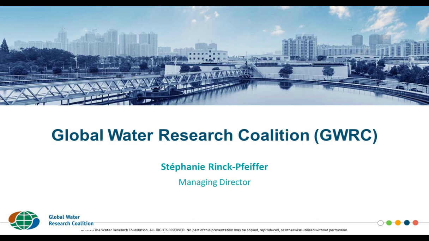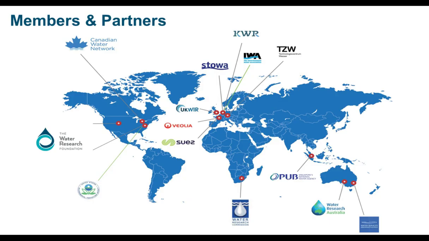Now, the Global Water Research Coalition is a not-for-profit organisation, or coalition as it's called. It's got 12 members and 2 partners. The members being for the US, the Water Research Foundation, and as a partner, the US EPA. And then for Canada, we have the Canadian Water Network. And then moving on to Europe, we have Acquia representing the UK, Veolia and Suez, the 2 French companies representing France. We have STOA representing the water basins for the Netherlands, and also KWR Water Cycle Research Centre for the Netherlands as well. The International Water Association is a partner.